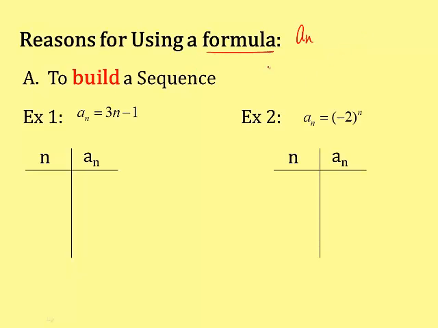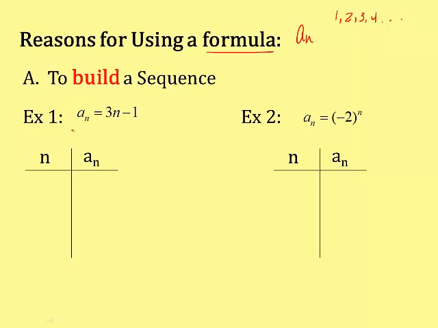So there are three reasons that we have a formula. I'm going to show you three of them. The first one is to build a sequence, okay? A sequence is a list of numbers, like 1, 2, 3, 4, on and on. That's a sequence of numbers. And there's a formula behind how that sequence is found, okay?